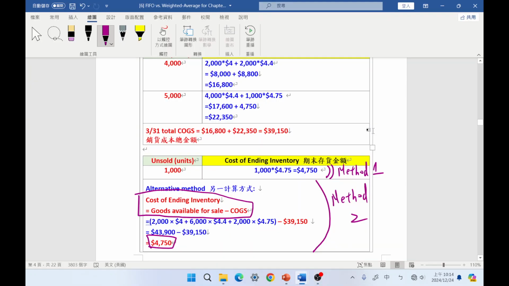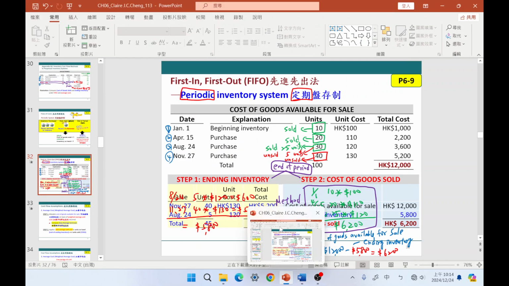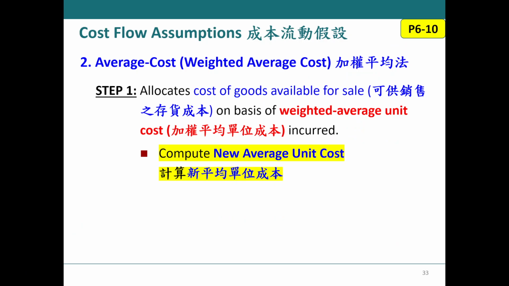So this is our first assumption, how to get cost of goods sold, cost of ending inventory. Right now, let's go to our second assumption. On your slide, page 31. Slide page 31 is our second assumption. Our second assumption is weighted average method, 加权平均法.